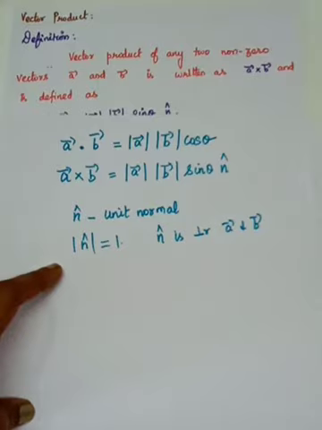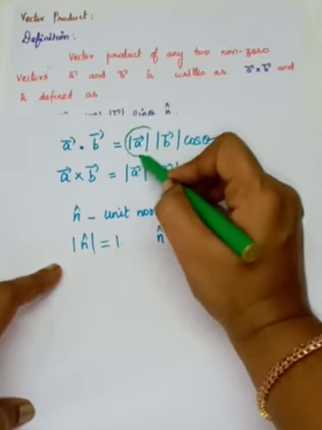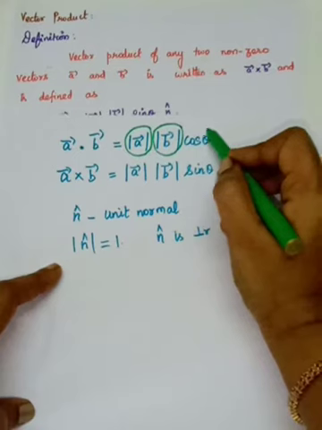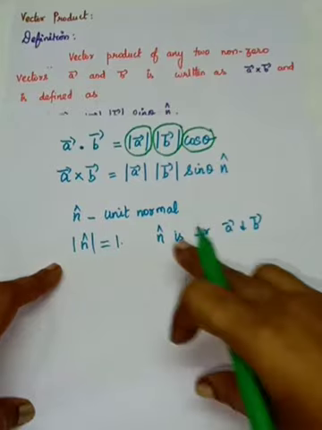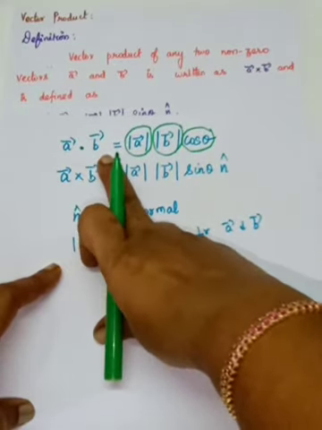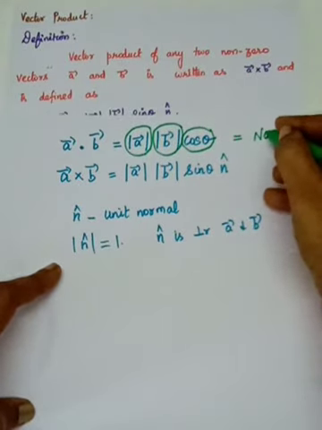Now you see here the dot product. Modulus of a vector is a number. Modulus of b vector is also a number. The cos theta is also a number, because cos 0 we will write as 1, and 1 is a number. So if you take the dot product between any two non-zero vectors, you have to write the answer as a number.